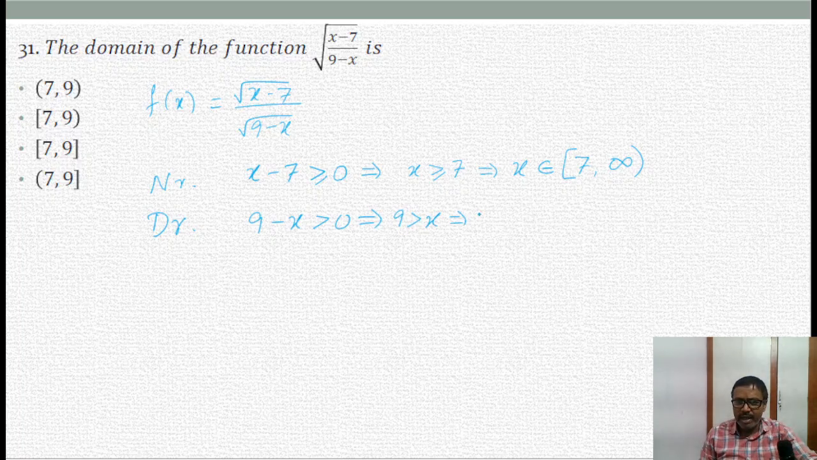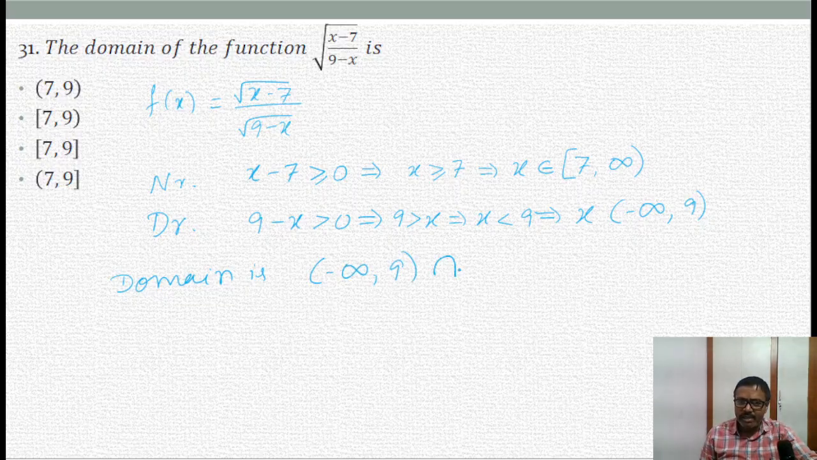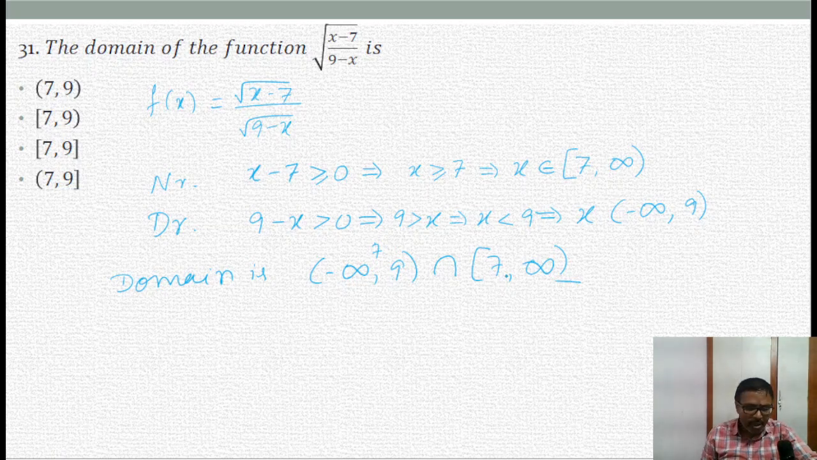You can write x is less than 9. So we have this interval minus infinity comma 9. So the domain is minus infinity comma 9 intersection 7 to infinity. So what are the common elements you have in these two? Here we have 7 to 9 all the elements. Here we have 7 to infinity all the elements. So 7 to 9 common elements are there.